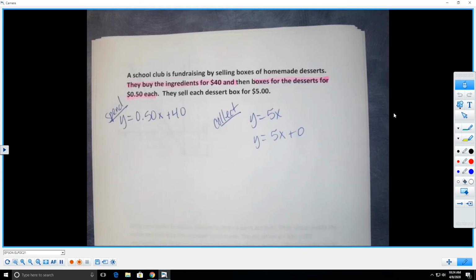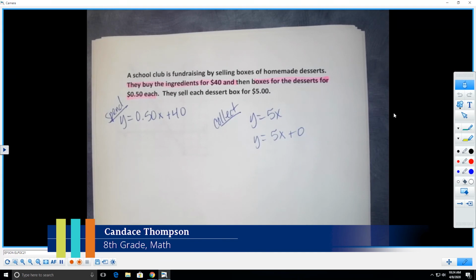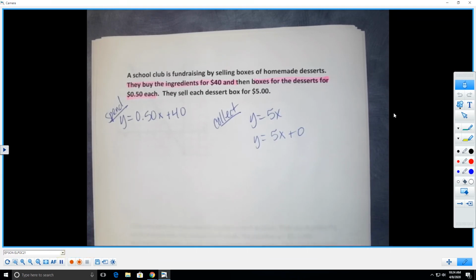Last question. Let's see if we can combine these two equations into a statement about profit. Remember that the profit is the difference between the amount collected and the amount spent on supplies. Let's walk through this part together. You will see a similar problem in the student practice today. If we let the profit be Y, then we can state that Y is a function of the difference between the amount collected, or 5x, and the amount spent, or 0.50x plus 40. Follow along and we'll write this out together.